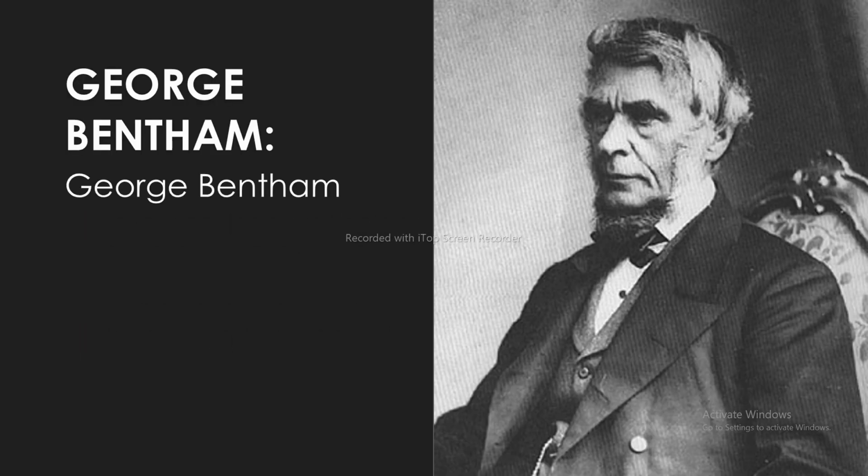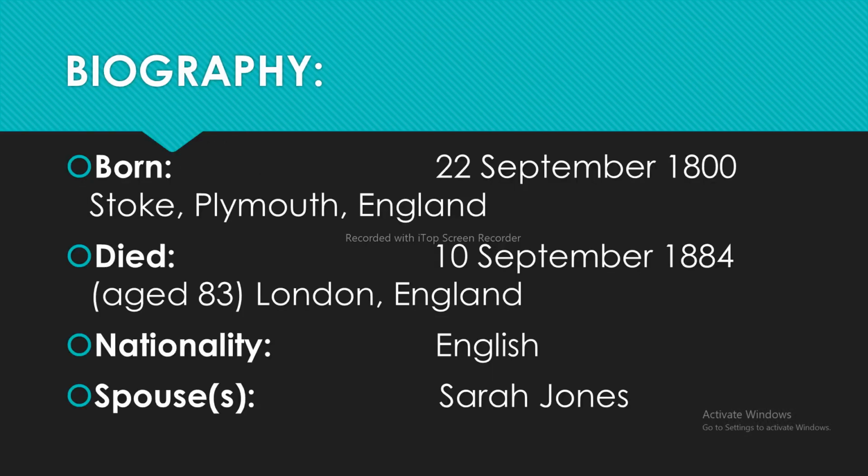George Bentham, as shown in the figure. His biography includes the date of birth. He was born on the 22nd of September 1800 in Stoke, Plymouth in England, and died on the 10th of September 1884 at the age of 83 in London, England. Nationality: English. Spouse: Sarah Jones.